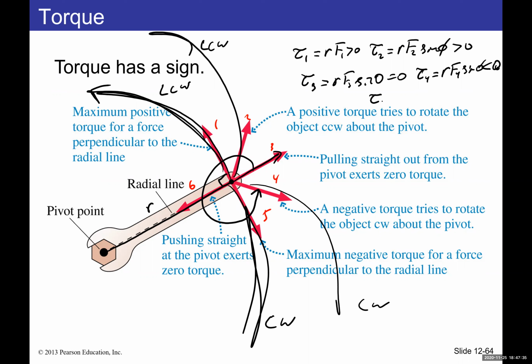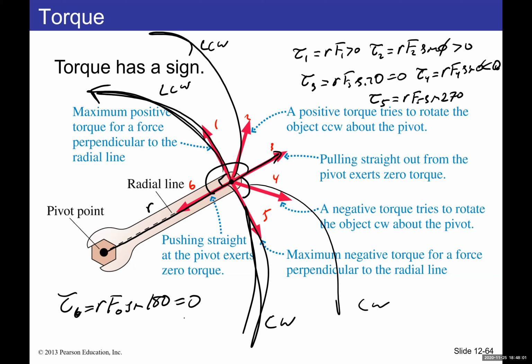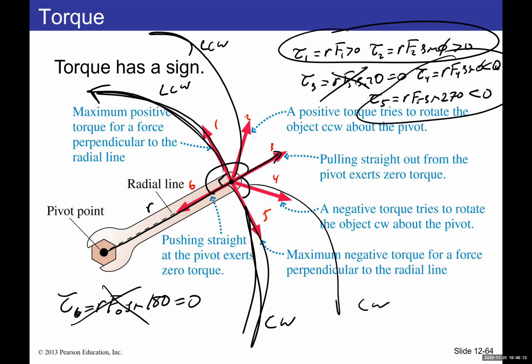Counterclockwise rotation. So torque 5 is equal to r times f5 times sine of 270, right? So it's going to be 270. Or you can just do this as I said, with 90, but then manually put the negative sign. And finally, torque 6, which is r times f6 times sine of 180. So that gives you 0 again. So this one is not effective, and this one is not effective. And you have 2 positive ones and 2 negative ones. That's similar to when you're being pushed to the right, positive, to the left, negative, all of those things.